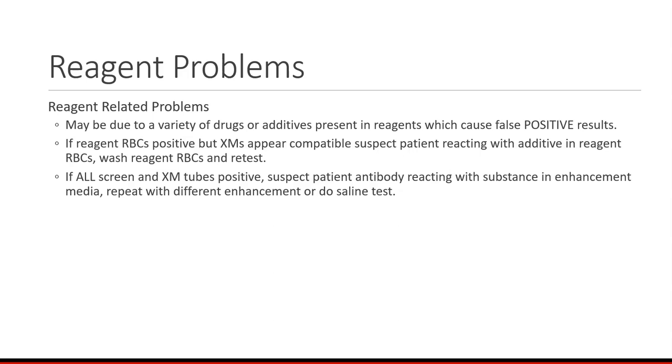That was the problem. If all screen and cross-matched tubes are positive, suspect the patient's antibodies reacting with a substance in the enhancement media. So repeat with a different enhancement or do a saline test. So again, you don't do this type of testing or come to this conclusion unless everything else has been ruled out.